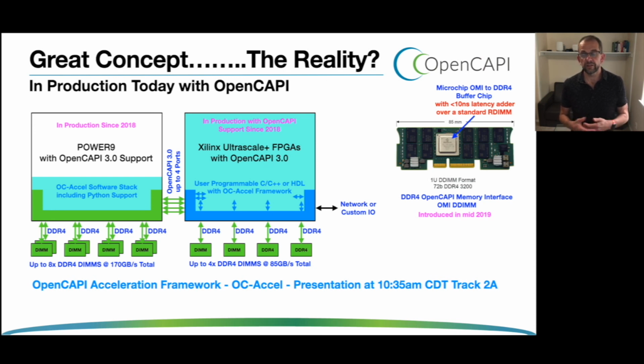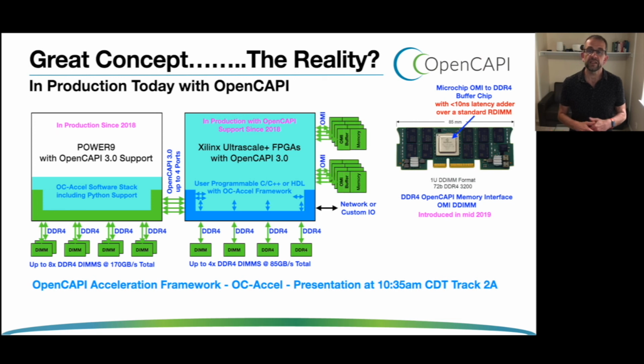And then we've got the DDIMM, the OMI DDIMM. Microchip actually made a buffer chip, and that's got less than 10 nanoseconds latency adder over a standard RDIMM, in terms of keeping that memory channel as efficient as possible for the processors.